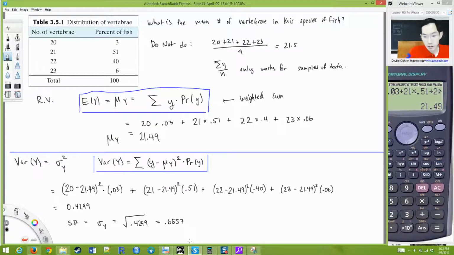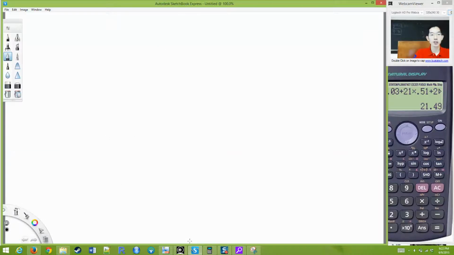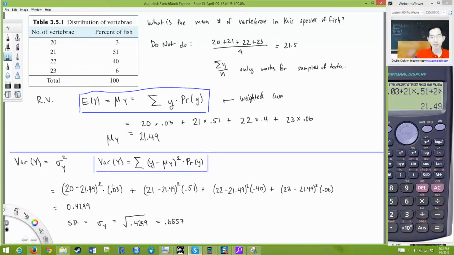Okay, let's, how much time do we have? Okay, let's just try a simple example with a random variable. Do I want to do this? No, let's skip this.